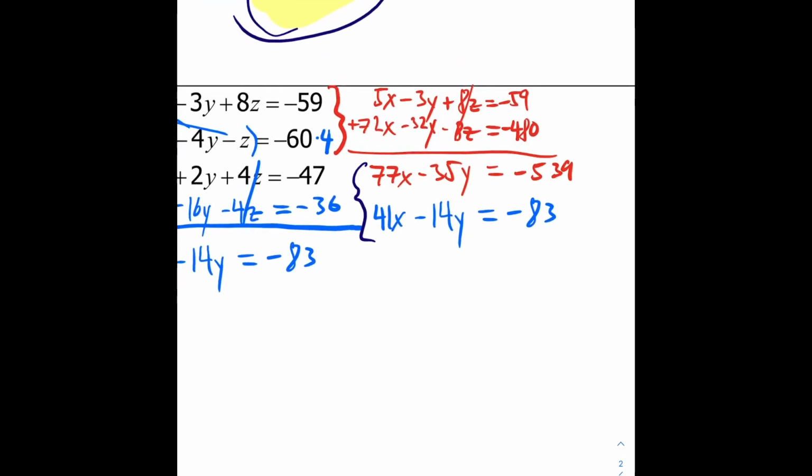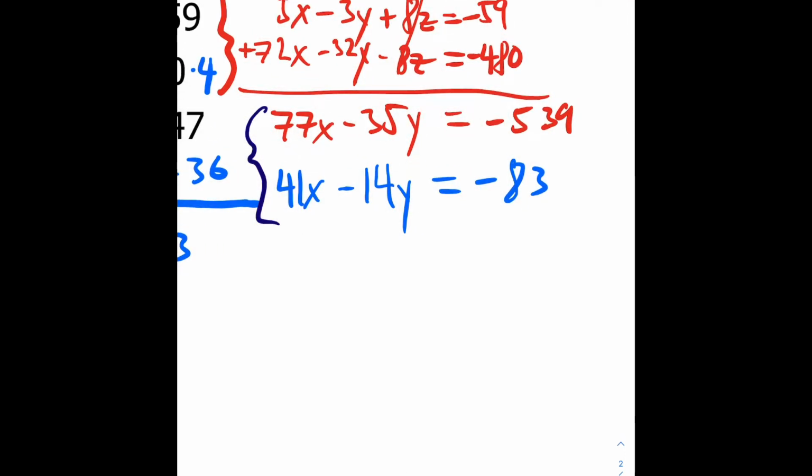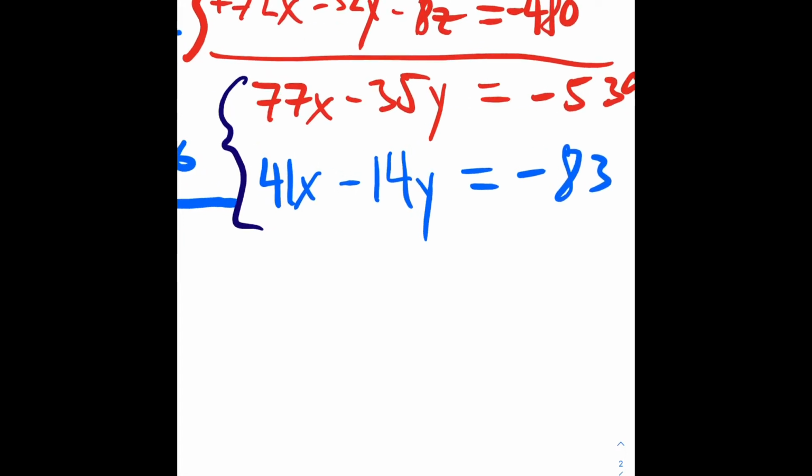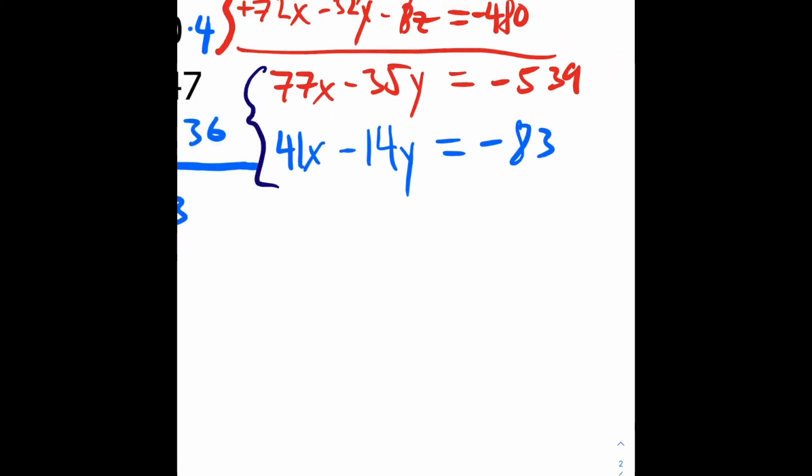Let's think about this. This is kind of a pain in the butt. All right, so I'm going to try to cancel these out. Here's what I'm going to do. I'm going to multiply this top equation by 2, and I'm going to multiply this bottom equation by negative 5. That'll give me negative 70y here, plus positive 70y here. That'll cancel out the y, and I can solve for x, okay? So let me do that real quick.